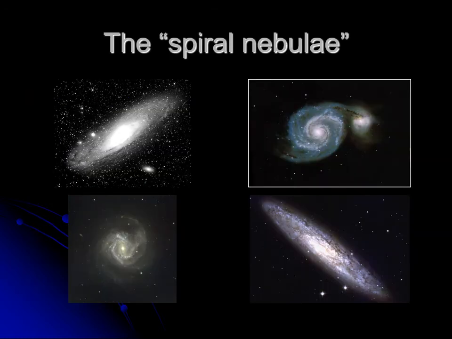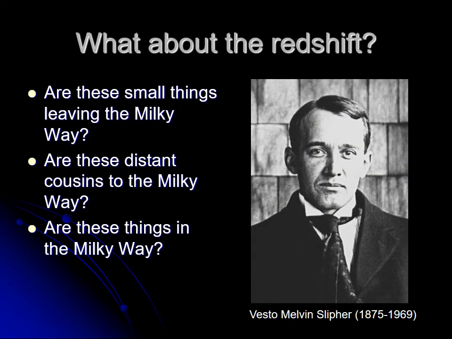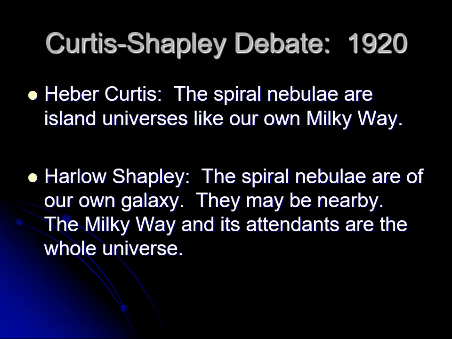Still leaves a question about what are those spirally things that are out there. There's a bunch of them out there. And so again, Vesto Slipher insisted that they were actually outside the galaxy, and other astronomers started going with what Slipher was thinking, that they might actually be galaxies in their own right, similar to our own Milky Way. And this led up to the Curtis-Shapley debate.